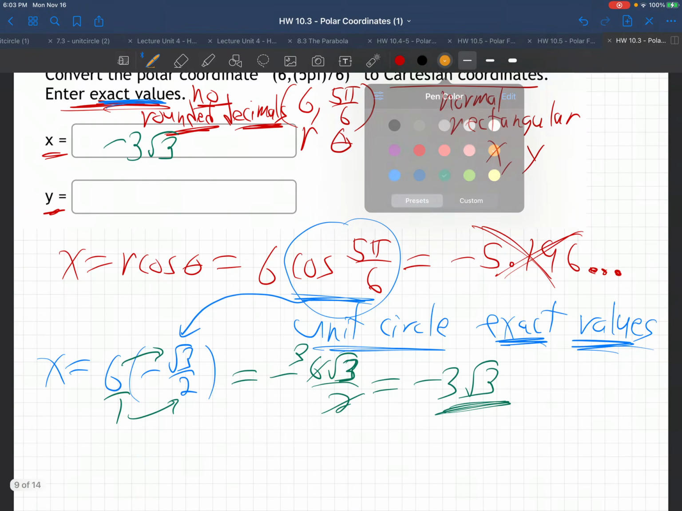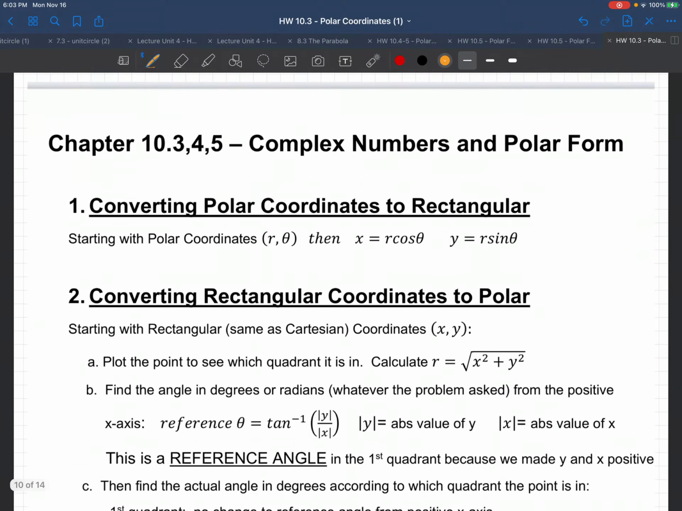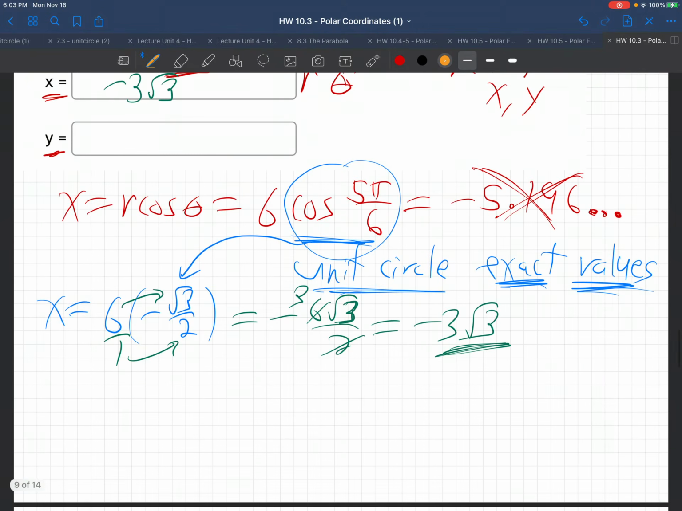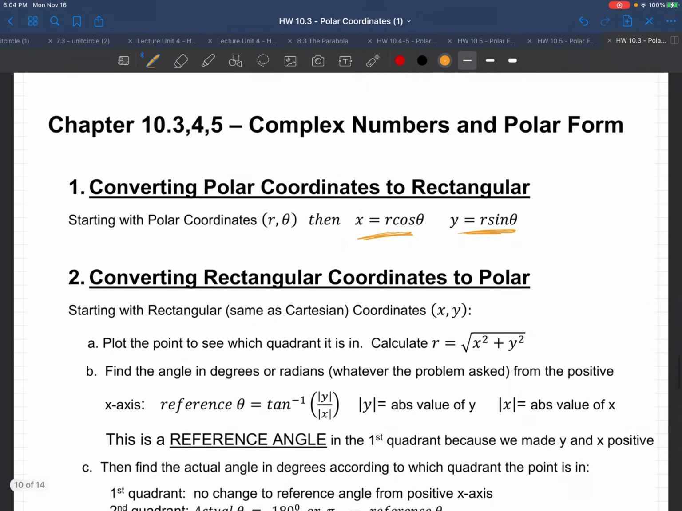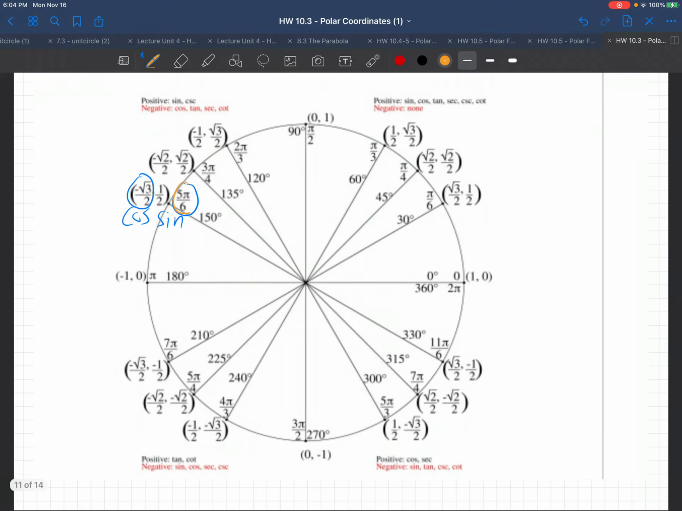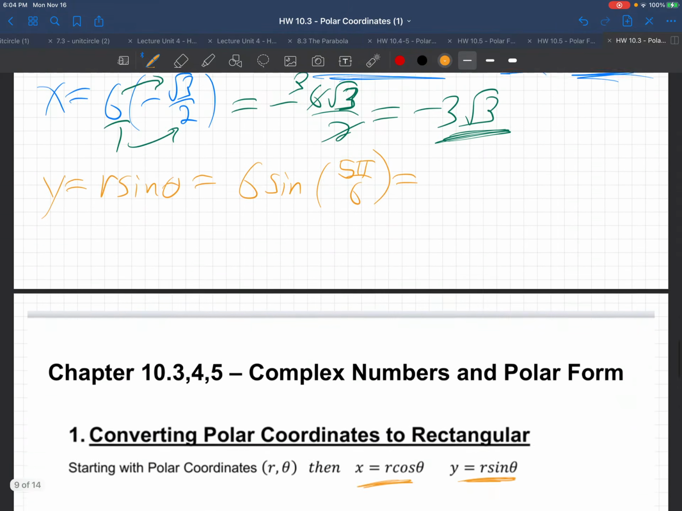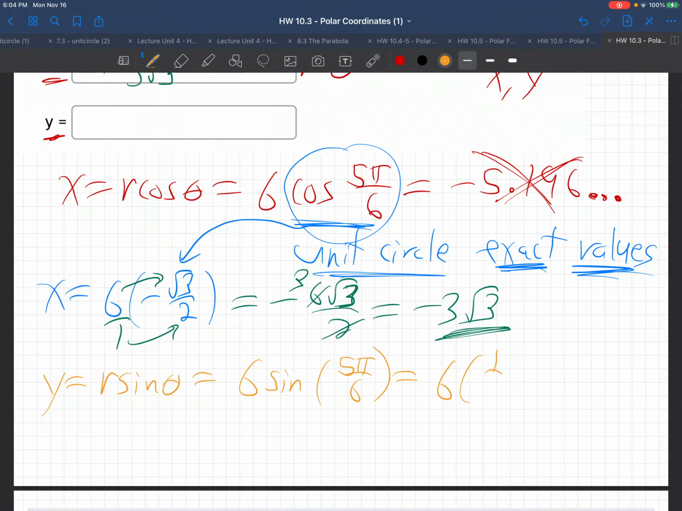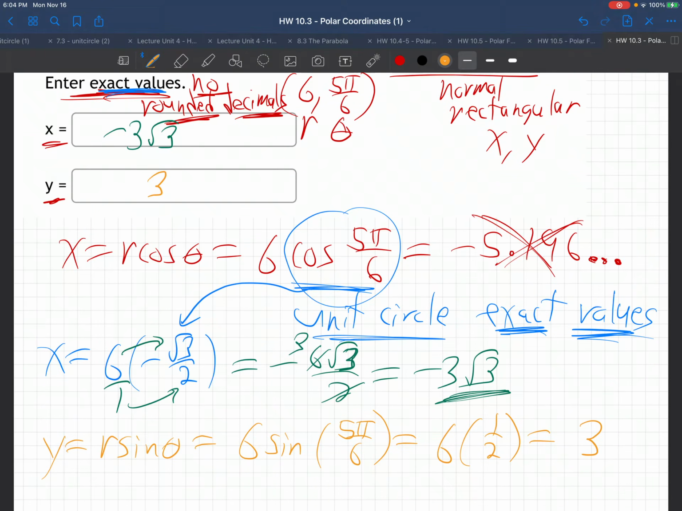Now let's get the y value, and according to the formula here, x is r cos theta, y is r sin theta when you're changing to rectangular. So y is r sin theta, which is 6 times the sine of the same angle, 5π/6. We know we need an exact value, so let's go to the unit circle again. There's the sine of 5π/6. It's a half. So that'll be 6 times a half. A half of 6 is 3. So there we go. The y value is 3.